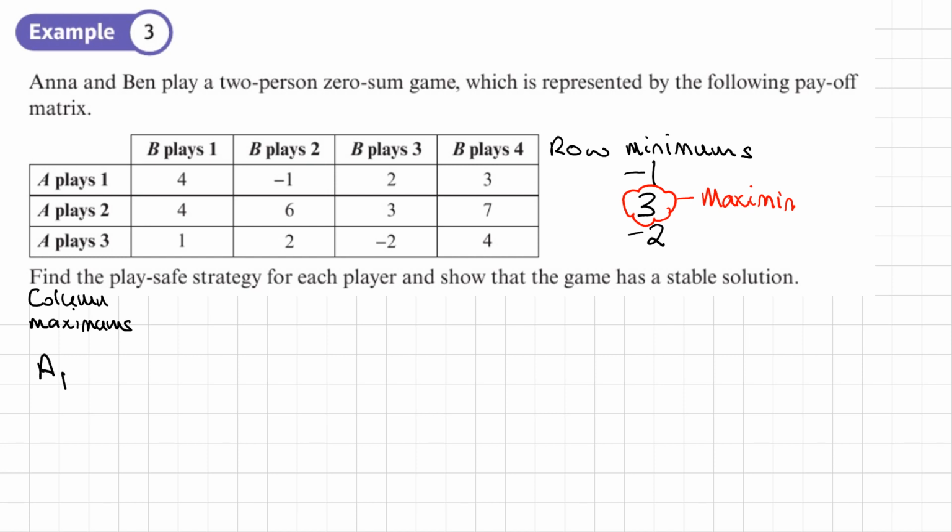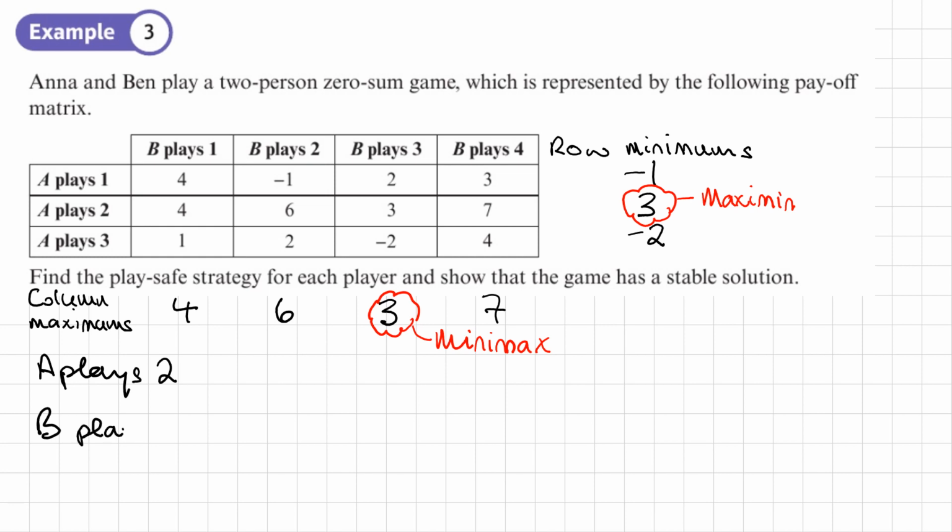So A plays 2. Right, let's work out the column maximums, and they are 4, 6, 3 and 7, and we want the minimax, which is 3. So minimax, and that means that B should play 3. So B plays 3.